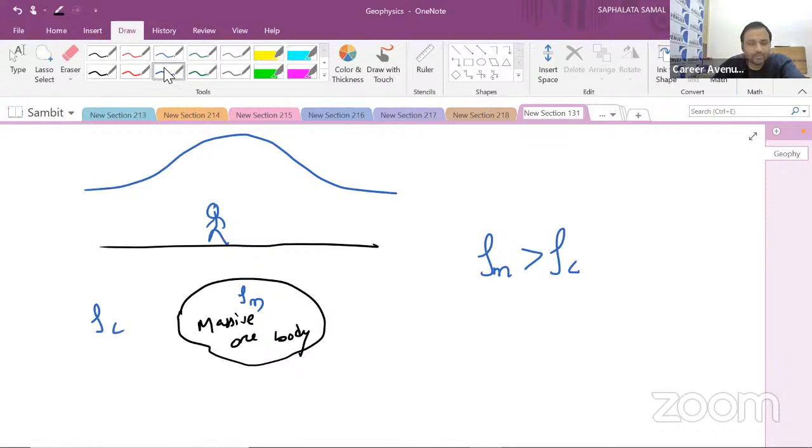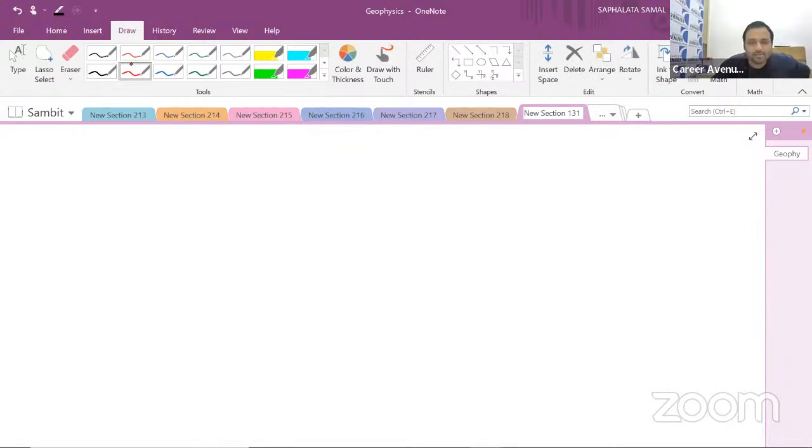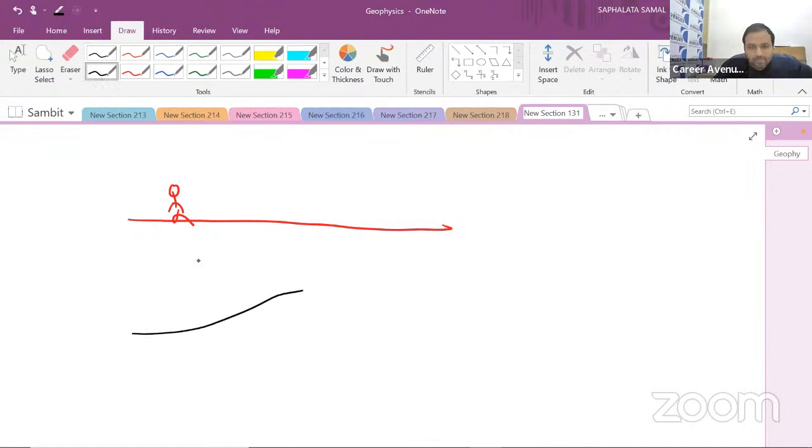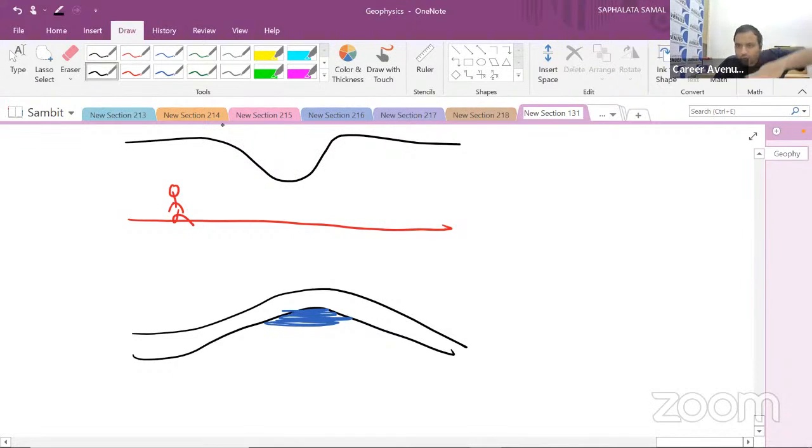Next, suppose we have a petroleum deposit. Suppose there is an anticlinal trap, and we have the petroleum deposits over here. Petroleum is less dense. So what kind of gravity profile can I see? Negative gravity profile. The gravity profile will go down. Negative gravity anomaly I will see because the density of the petroleum is very, very low.